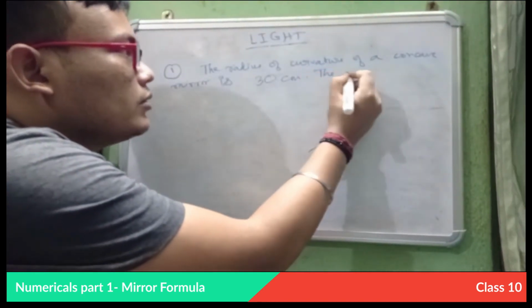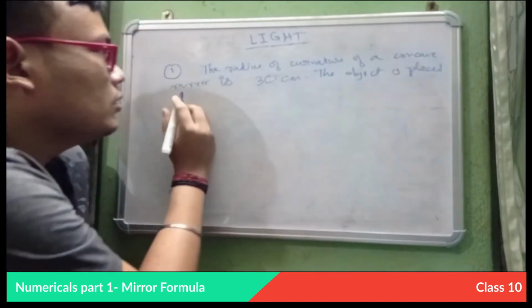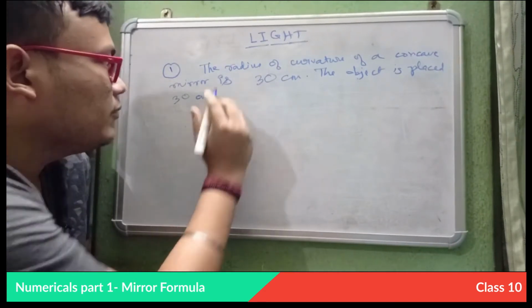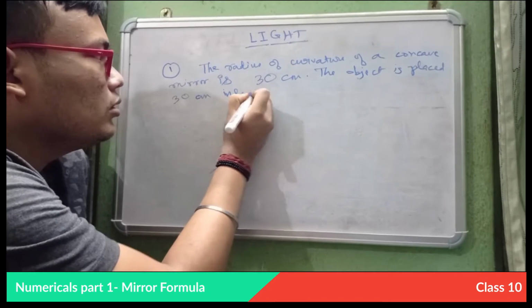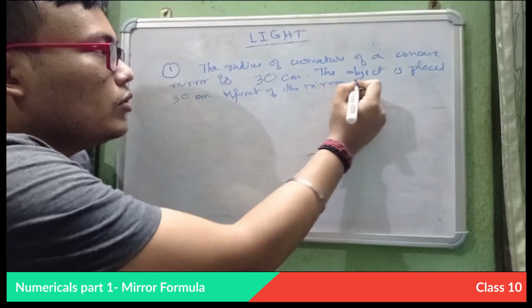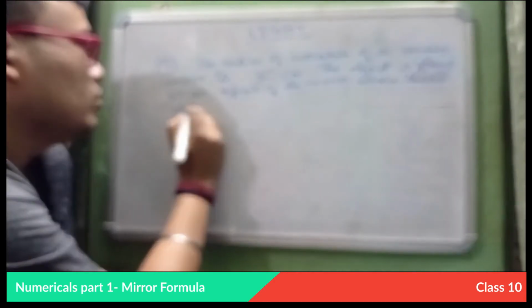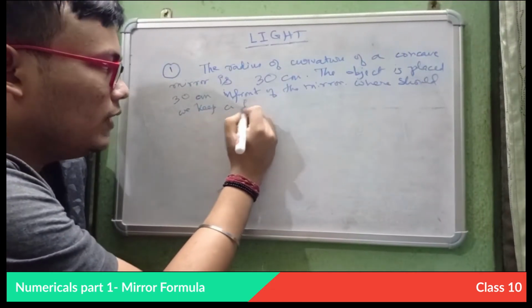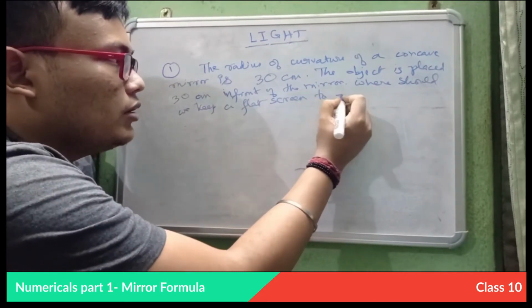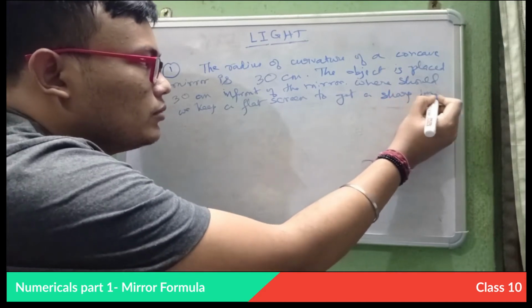The object is placed 30 centimeter in front of the mirror. Where should we keep a flat screen to get a sharp image?